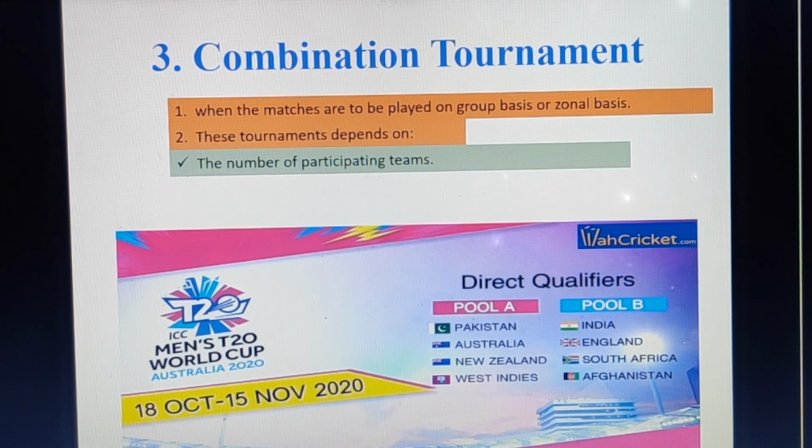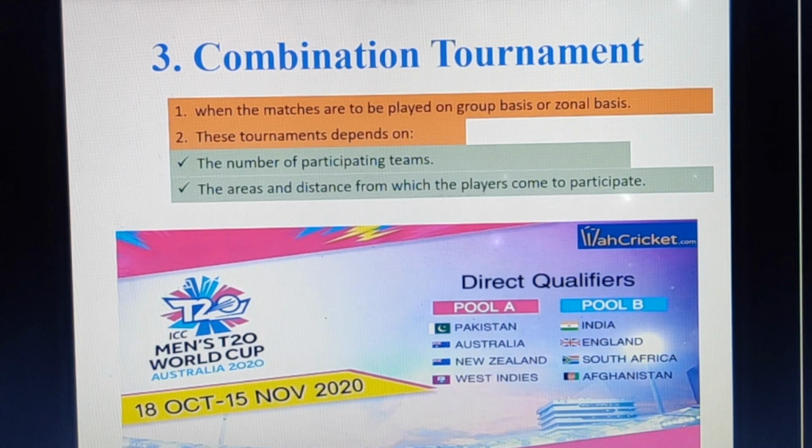So why do we do that is because India is a vast country. There is North India, South India, East and West India. Because everybody can't come in one place and there are so many participants, in the beginning stage they make sure that it is based on the zonal format. And I'll be explaining you with an example in the next slide. Then the area and distance from which the player comes to participate. So these two things are key terms on which the tournament depends.